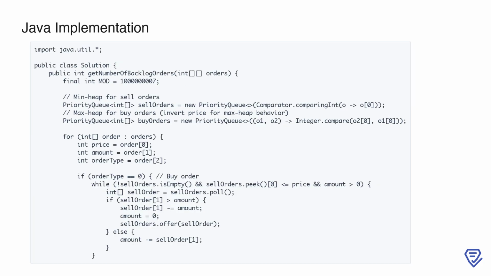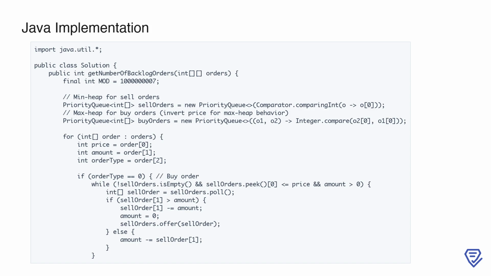Here, we start by defining the getNumberOfBacklogOrders method, which takes a 2D array of orders as input. We declare a constant mod to handle large numbers, as the result must be returned modulo 10 to the power of 9 plus 7. Next, we set up two priority queues, cell orders as a min heap based on price, and buy orders as a max heap. In Java, we achieve the max heap behavior for buy orders by using a comparator that compares prices in descending order. Then, we loop through each order in the input.